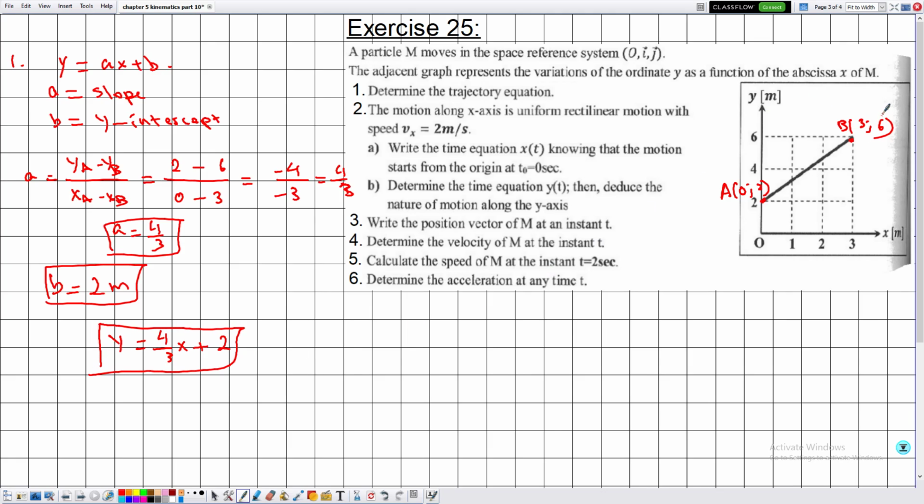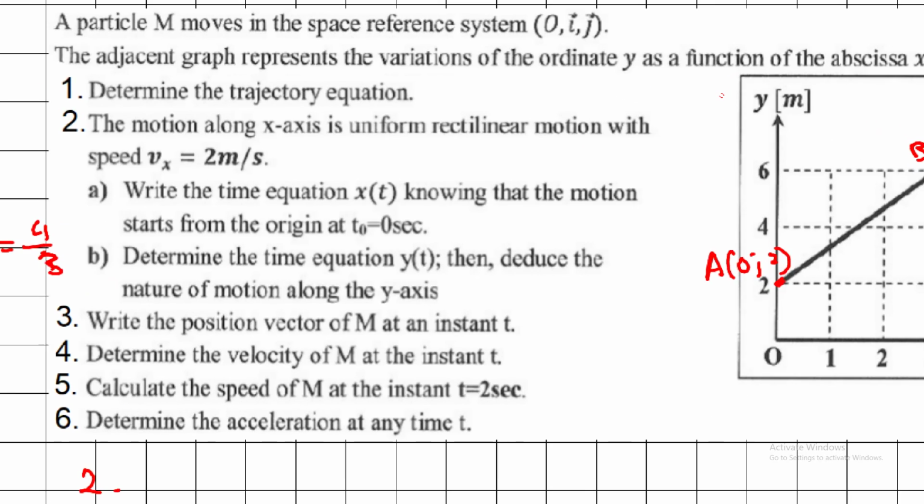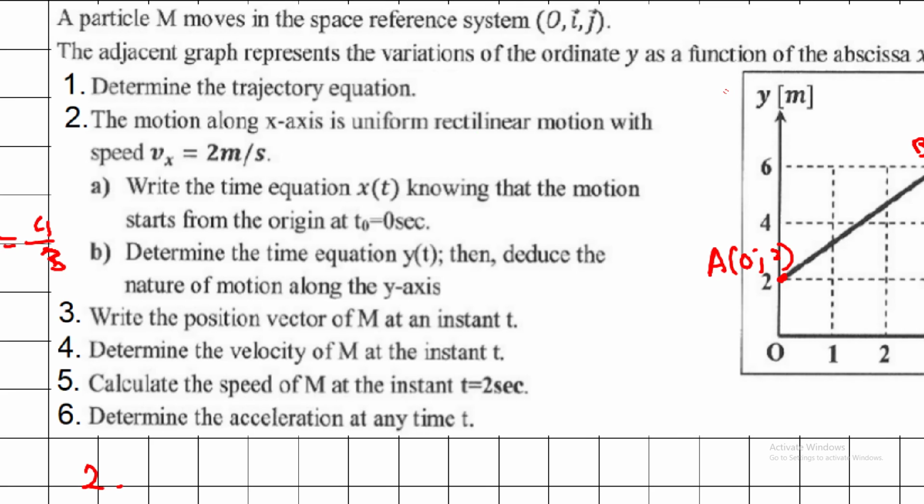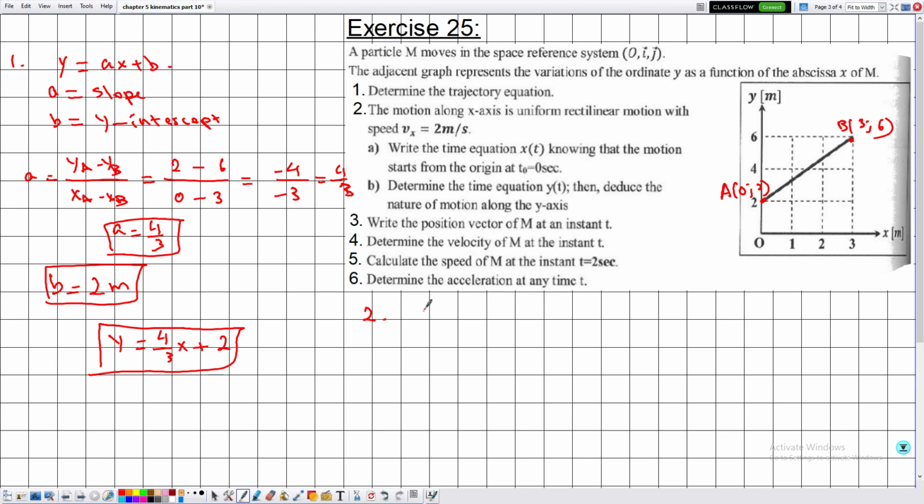Okay, for x is equal to 3. So this is the equation of the trajectory. And notice that previously we used to determine the equation of the trajectory having the parametric equations, okay? But in this case, we have determined the trajectory equation by referring to the graph. So now in number 2, they are telling me the motion along the x-axis is uniform rectilinear motion with speed v of x equal to 2 meters per second.